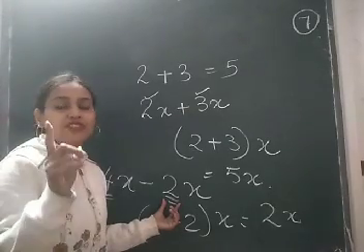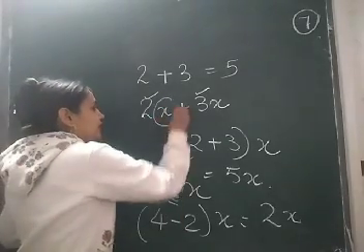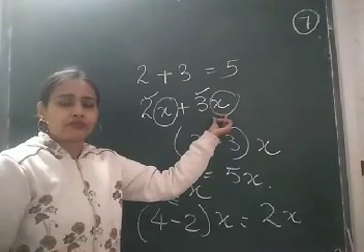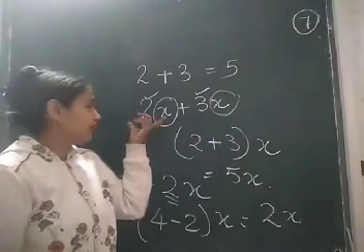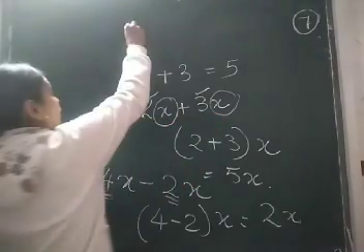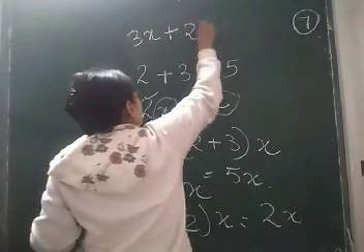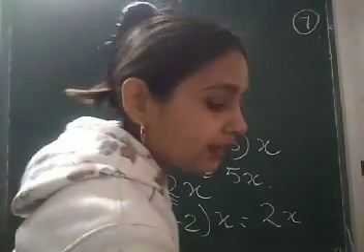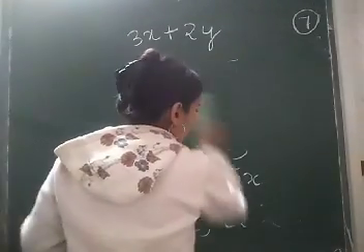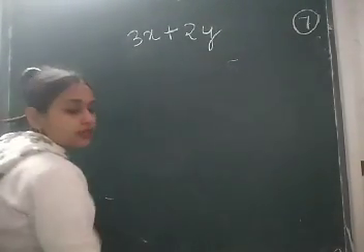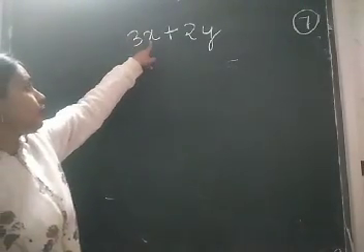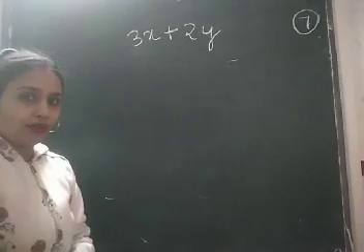Also, we have to see one very important thing, and that is this variable. This variable should be the same. That means the terms should be like terms. If you have an example of 3x plus 2y, can you add them? No, you cannot add 3x and 2y. The reason is the terms are not common. X and y are not common terms.